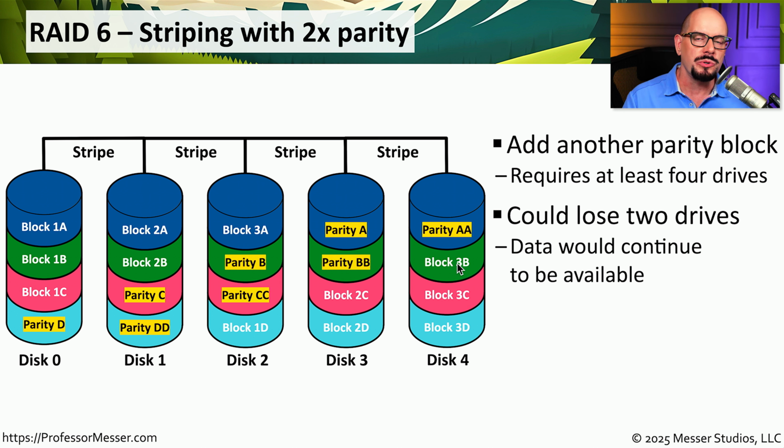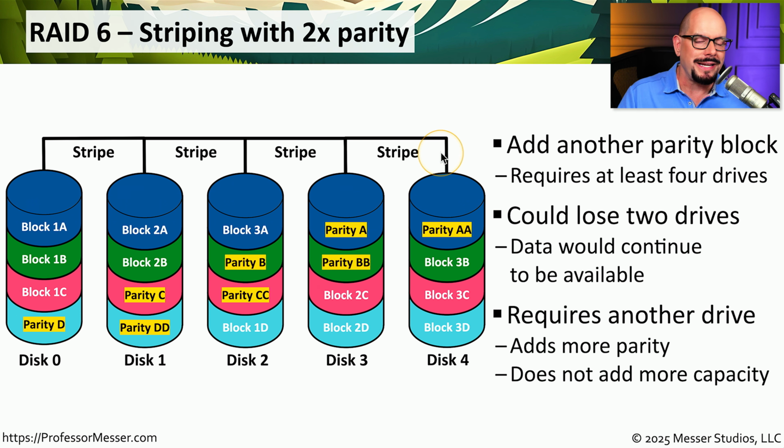This means that we could lose 2 physical drives in a RAID 6 array and still have access to all of our data. Of course, this does mean that we need a separate physical drive to store that additional parity data, and because we're adding additional parity data, we unfortunately are not adding additional capacity when we add that extra drive and create a RAID 6 array.